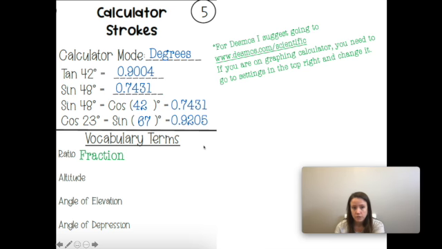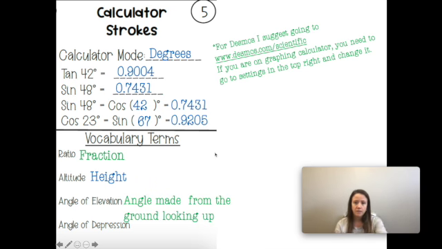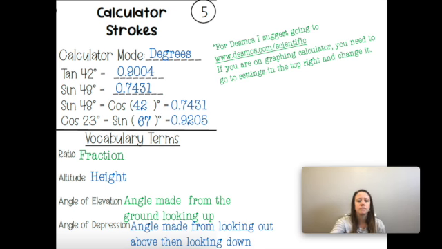It's good to know that a ratio is a fraction, that altitude is the height. Angle of elevation, you're talking about being on the ground, and the angle looking up is your angle of elevation. For angle of depression, you're looking out and then down, so it's this angle that I'm creating here. That one always confuses people. Angle of elevation, most people get correct. Depression, some people do backwards.